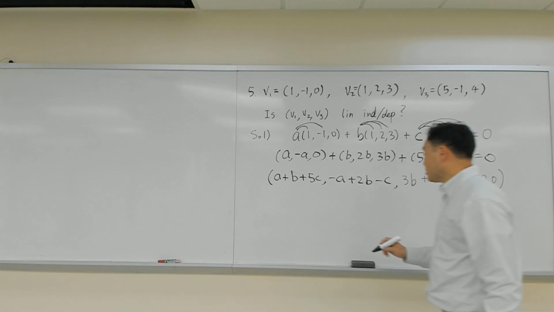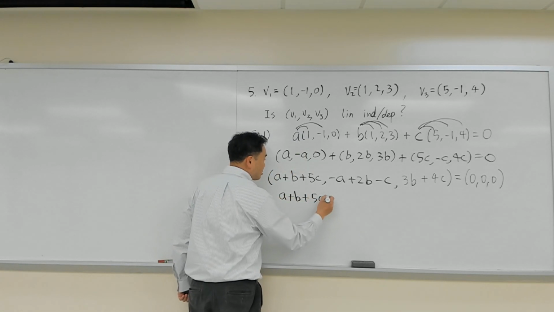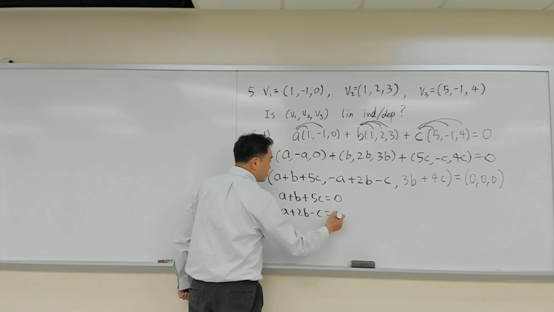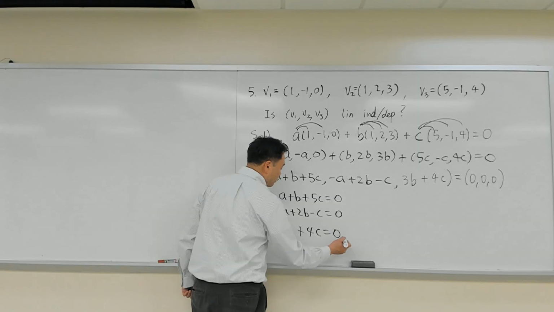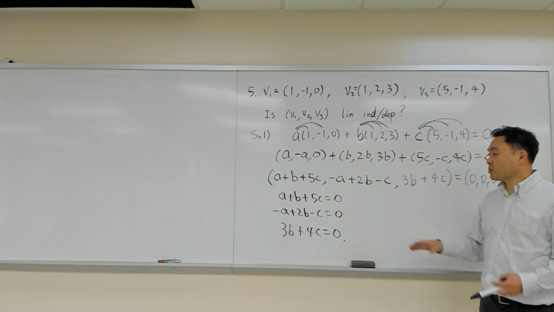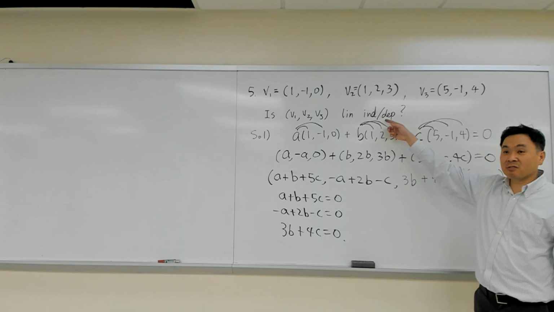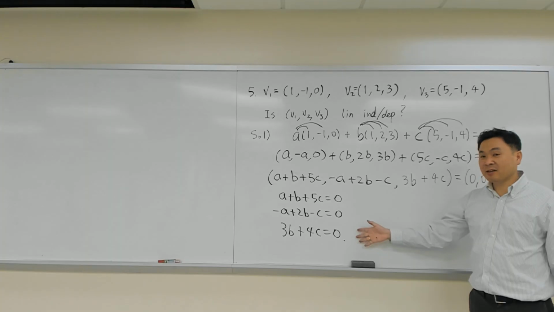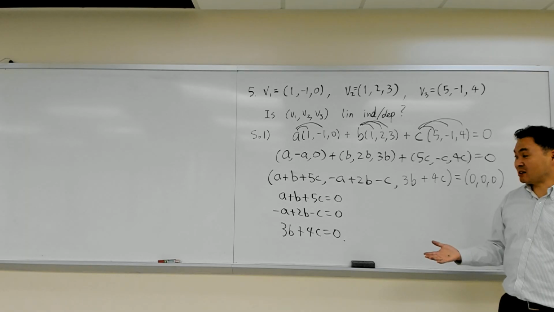And this gives us 3 equations. A plus B plus 5C equals 0. Negative A plus 2B minus C equals 0. And 3B plus 4C equals 0. Now, if these 3 equations force A and B and C to all be 0, then it means this list is independent. However, if you find a solution to these 3 that's not all 0, that means this is dependent. So let's see which one it is.